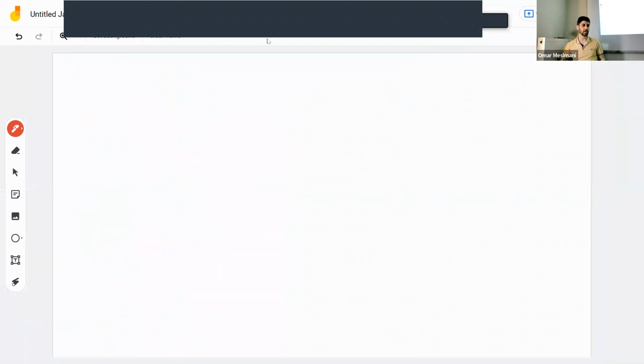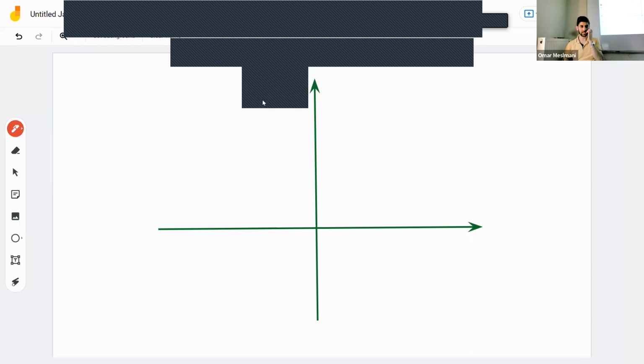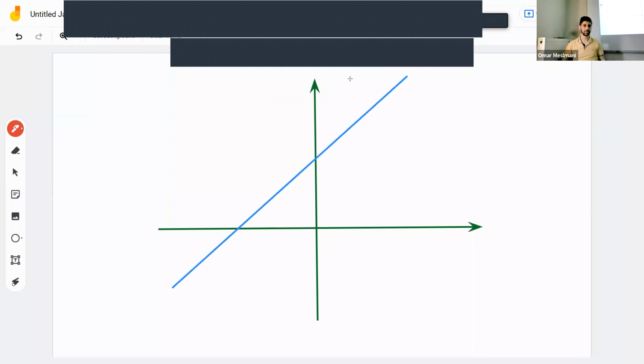So without even calculating, I will compare between slopes. This is the x-axis I have. This is the y-axis that we have. So now let's say this is line number 1. Okay. Now let's change the color. This is line number 2.